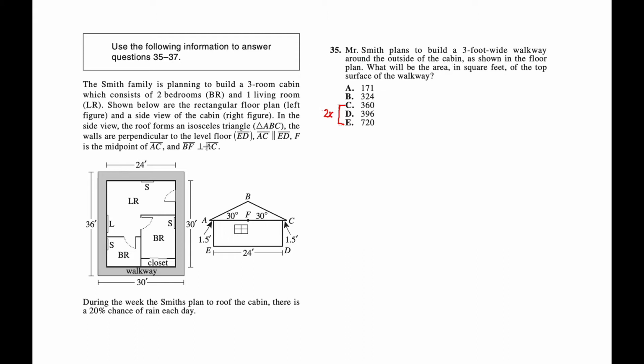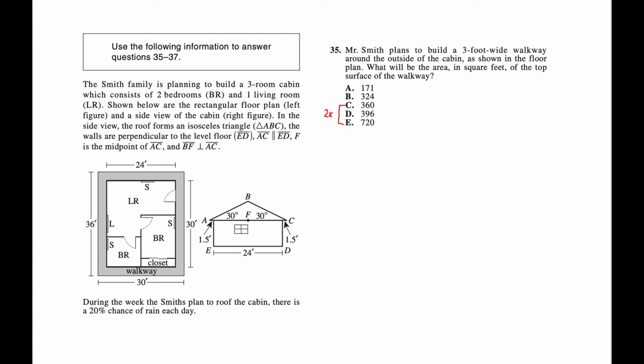So going back to 35, they were saying that Mr. Smith is planning to build this walkway around the outside of the cabin as shown in the floor plan, and the floor plan is right here. So they're referring to this shaded part right around the cabin, and they're asking for the area of the top surface of that walkway. So as far as the ACT math concepts for this particular question, it looks like we're going to be dealing with this idea of an area of a shaded region, which is a concept that comes up every once in a while, as well as more generally the areas of rectangles.